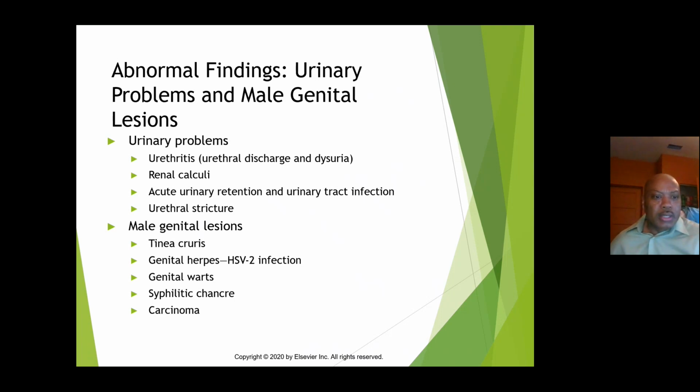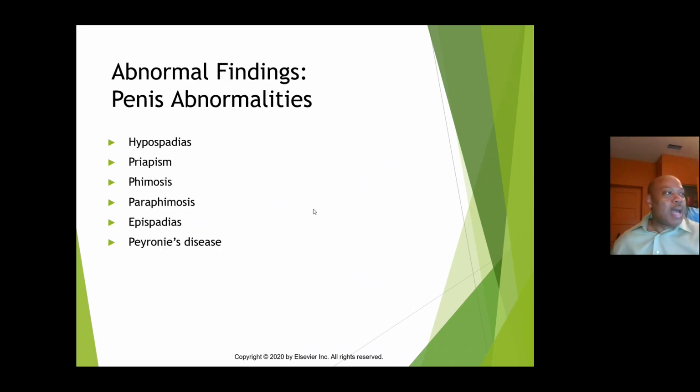So just take a look at this piece of information, and then we have penile abnormalities as well. These are some of the things I was talking about here, like the phimosis, paraphimosis, where you can't retract the foreskin. Priapism is when males have an erection and it stays like that.